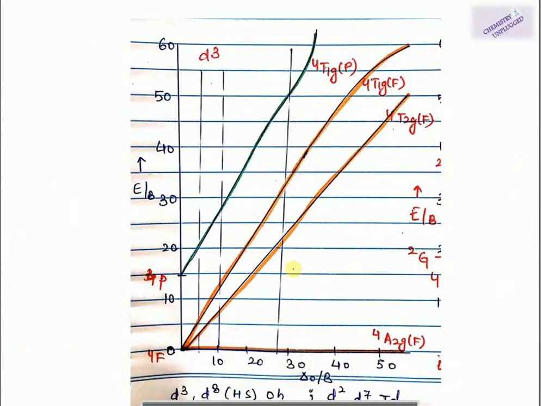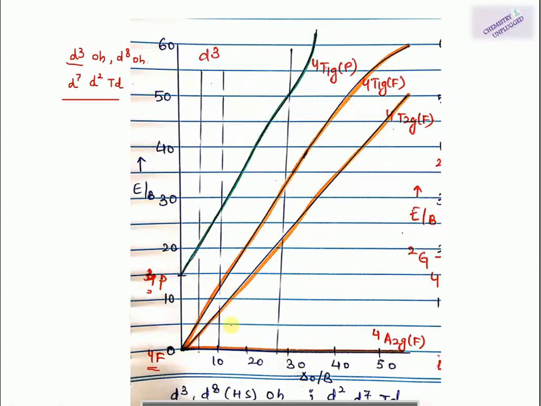the graph for the D3 octahedral complex. We can also use this graph for the D8 octahedral complex. I will not write here high spin or low spin because in case of D8 the pattern will be the same. We can also use this graph for D7 and D2 tetrahedral complexes. So in this graph again we have plotted del naught upon B on the x-axis and E upon B on the y-axis. The ground state term for this is 4F and another term of the same multiplicity is 4P. There are many other terms also, but we have not included them, otherwise this graph will become very complicated, and we only need these terms for our studies.